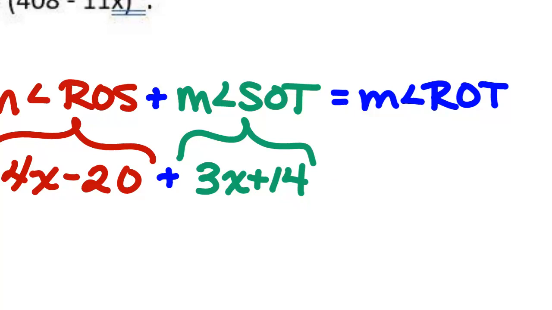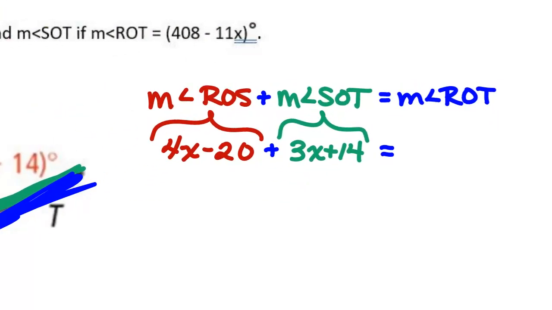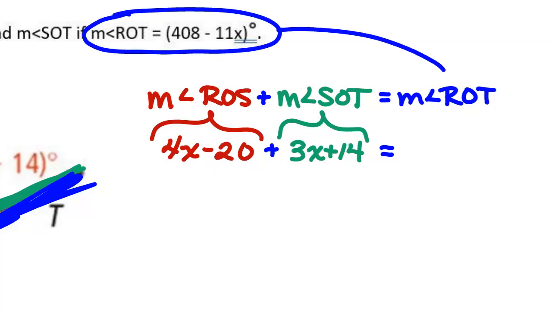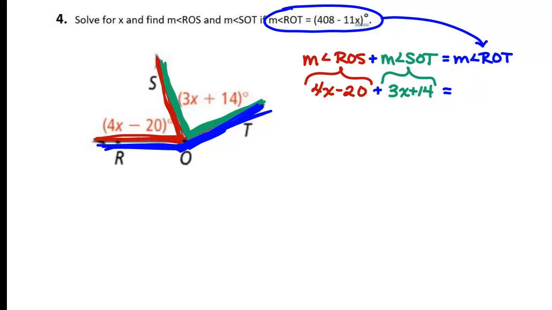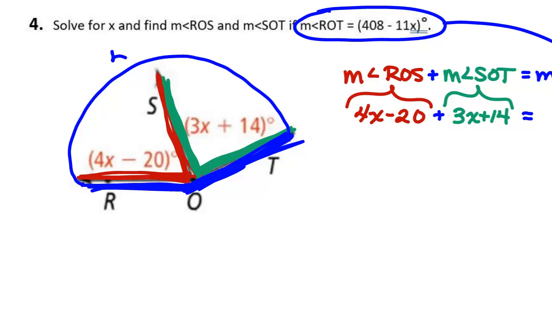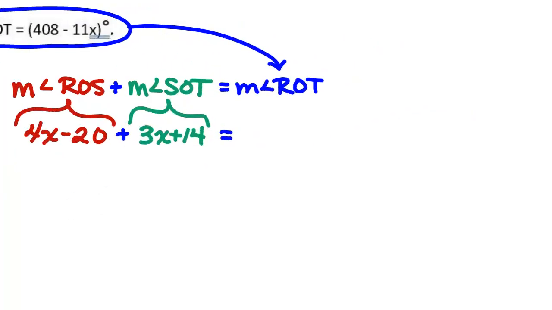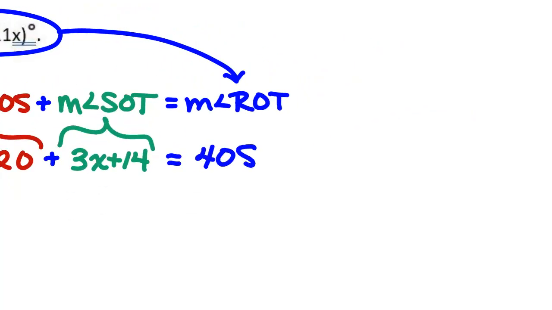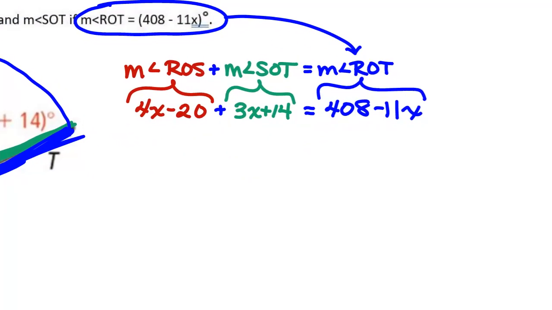Once again, be careful before you answer. Were we told a measurement for angle ROT? Yes, where? Right up here in the text. That's the measurement of angle ROT. So what they're telling me is from here all the way around to here is 408 minus 11x degrees. So 408 minus 11x takes the place of angle ROT.